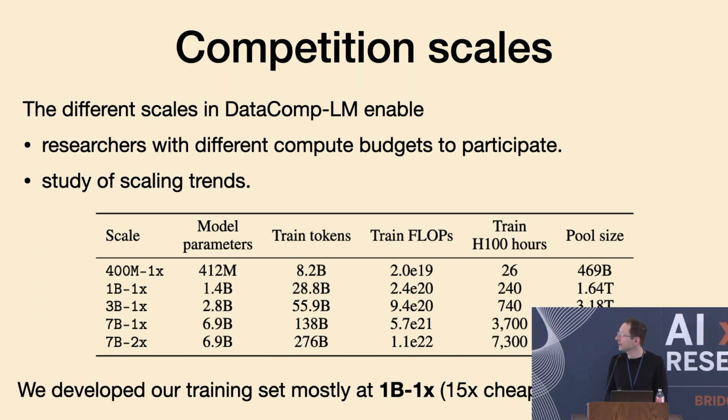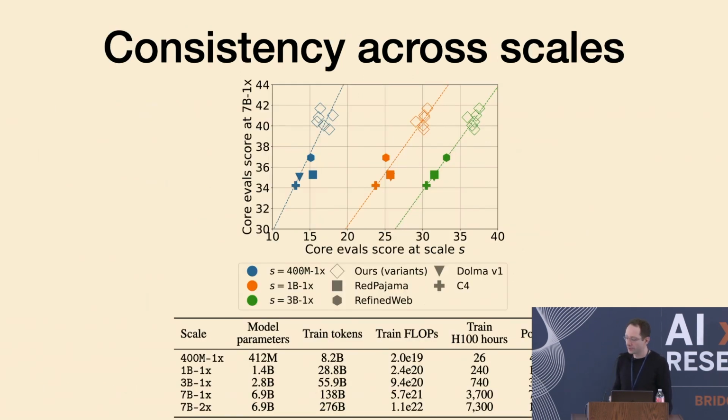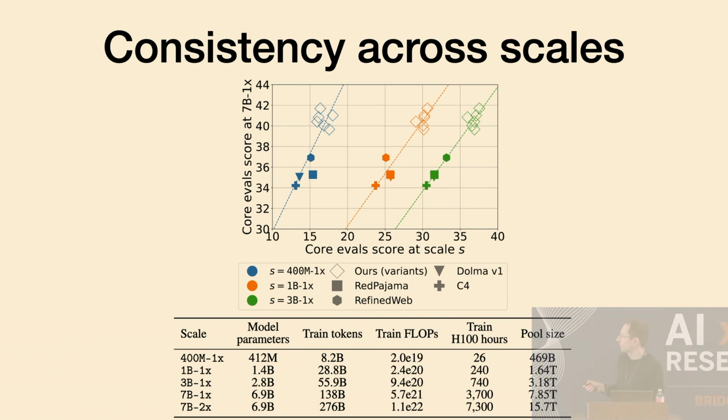Now the big question obviously is, does it make sense to experiment at the smaller scale? It's always nice if it's cheaper, but is it actually predictive of results at larger scale? So we did experiments on this, and on the x-axis here, you see the performance of different training data sets. Every marker here is a model trained on a certain data set.